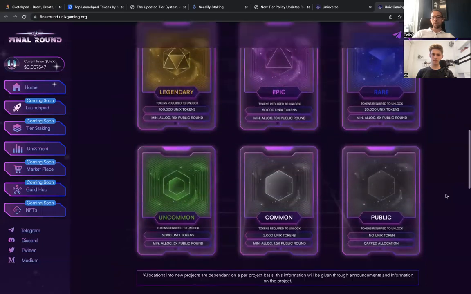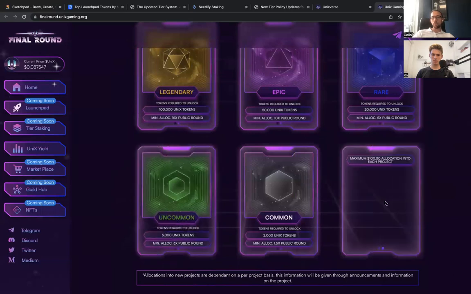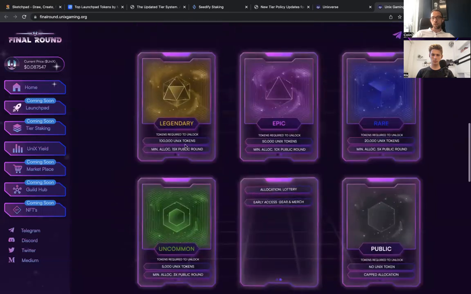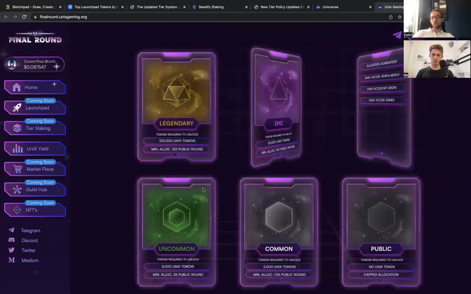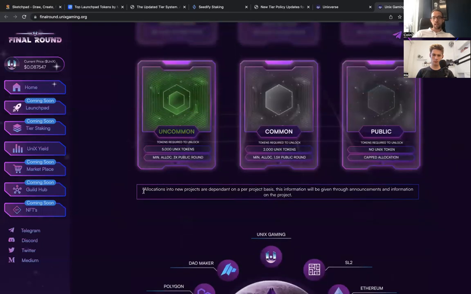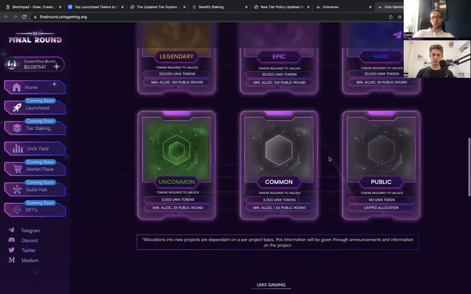But very interesting to see that they have basically 3 lottery pools, right? It's basically a leftover dumpster pool, right? But they have like 2 lotteries and then 3 guaranteed, where it basically was 5 guaranteed before. So they also made some relevant changes here. Allocation into new projects are dependent on a per project basis. This information will be given through announcement information on the project. That's for people that ask, you know, how much is the allocation?